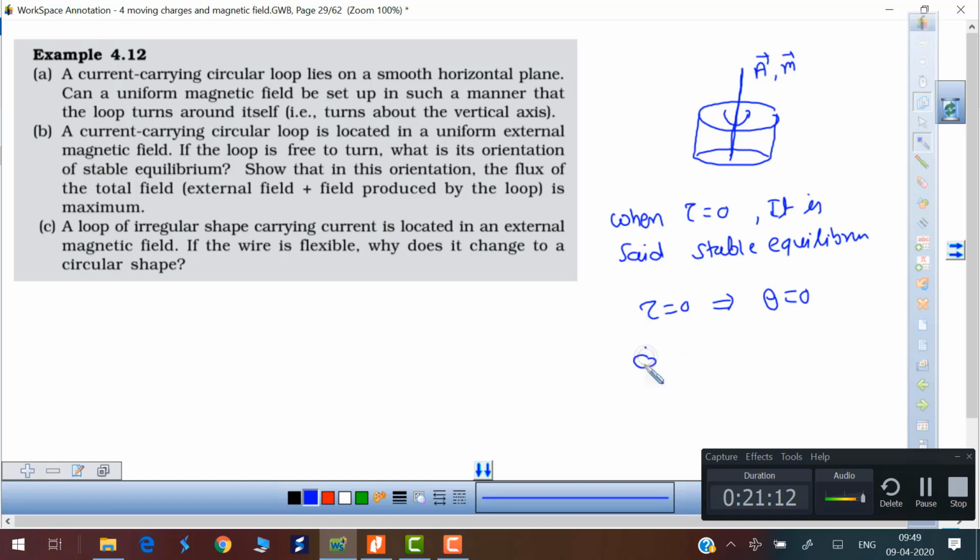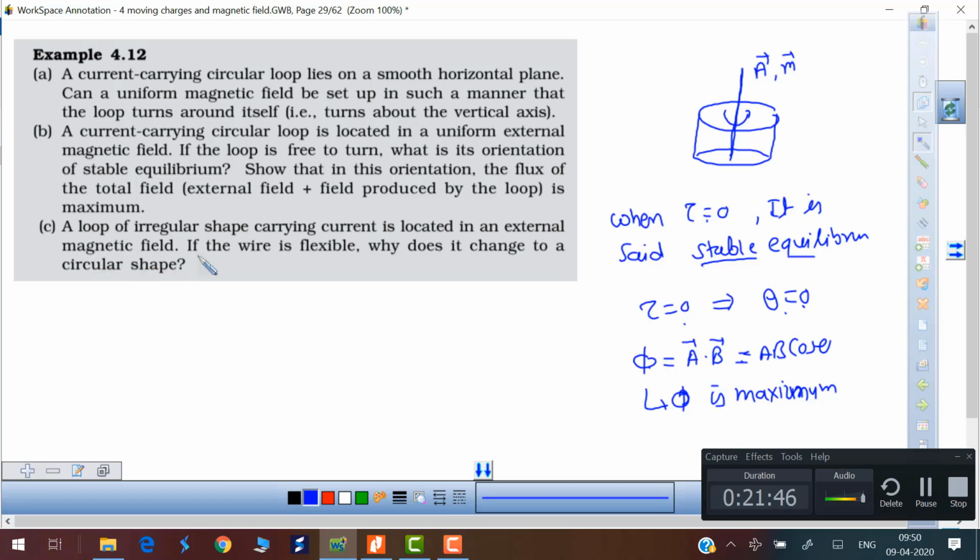Okay, at that time the flux is equal to A dot B. So AB cos theta. So theta is 0, so flux is maximum. So whenever we have stable equilibrium, torque is 0 means theta is 0 means flux is maximum. So flux is maximum means it is stable equilibrium. So this is for B.